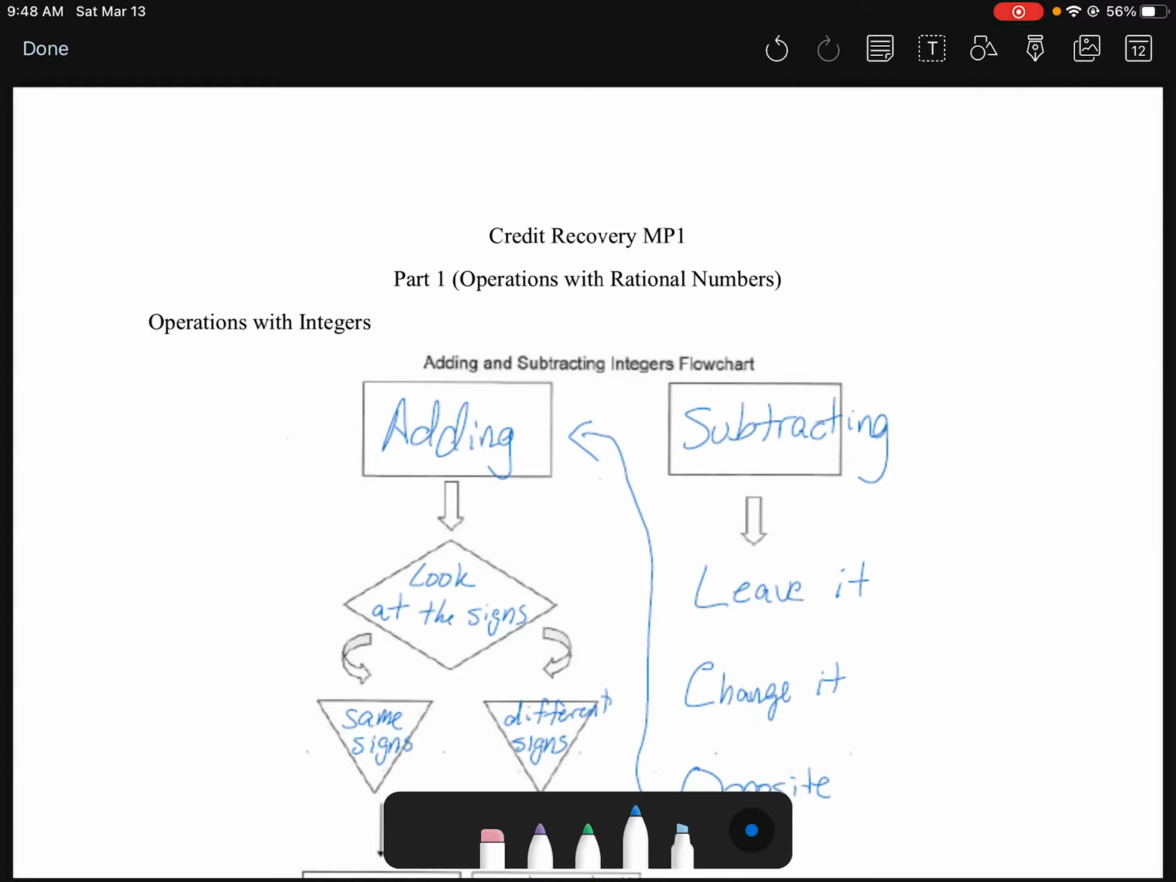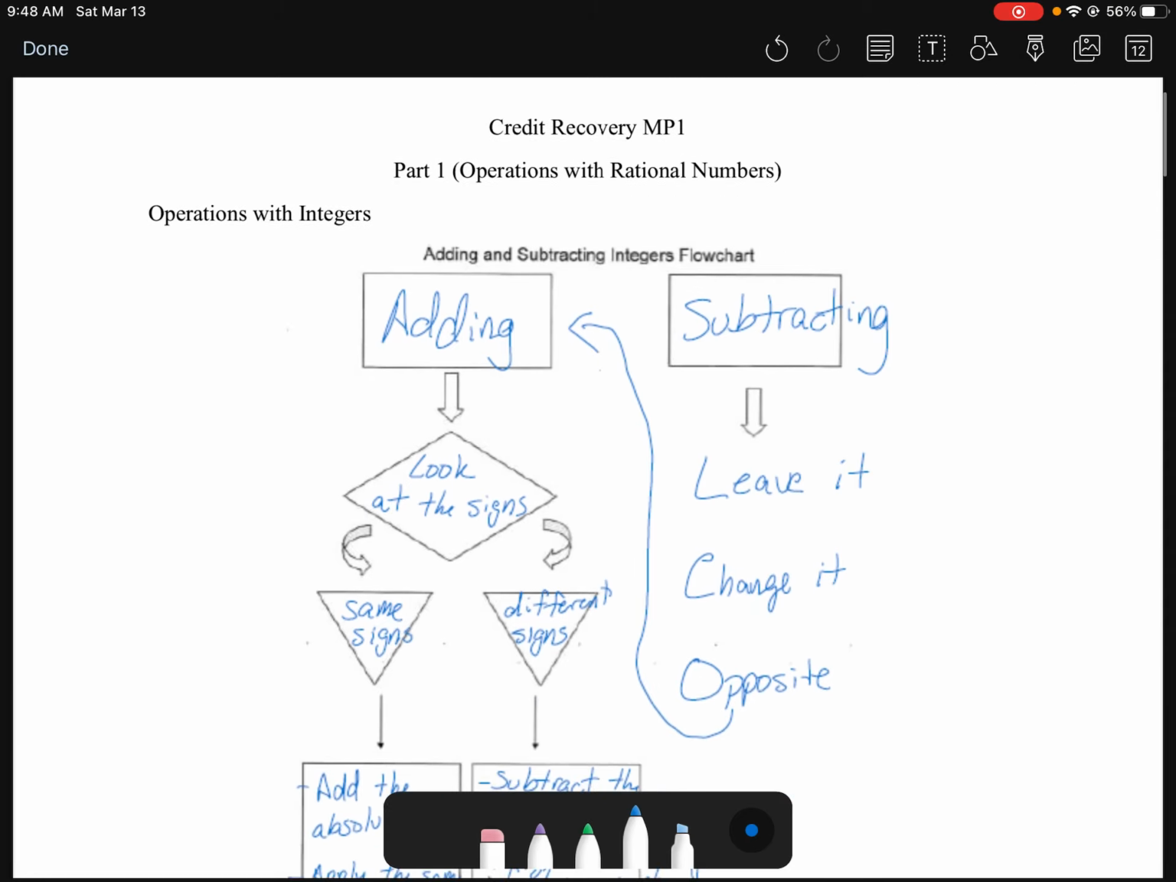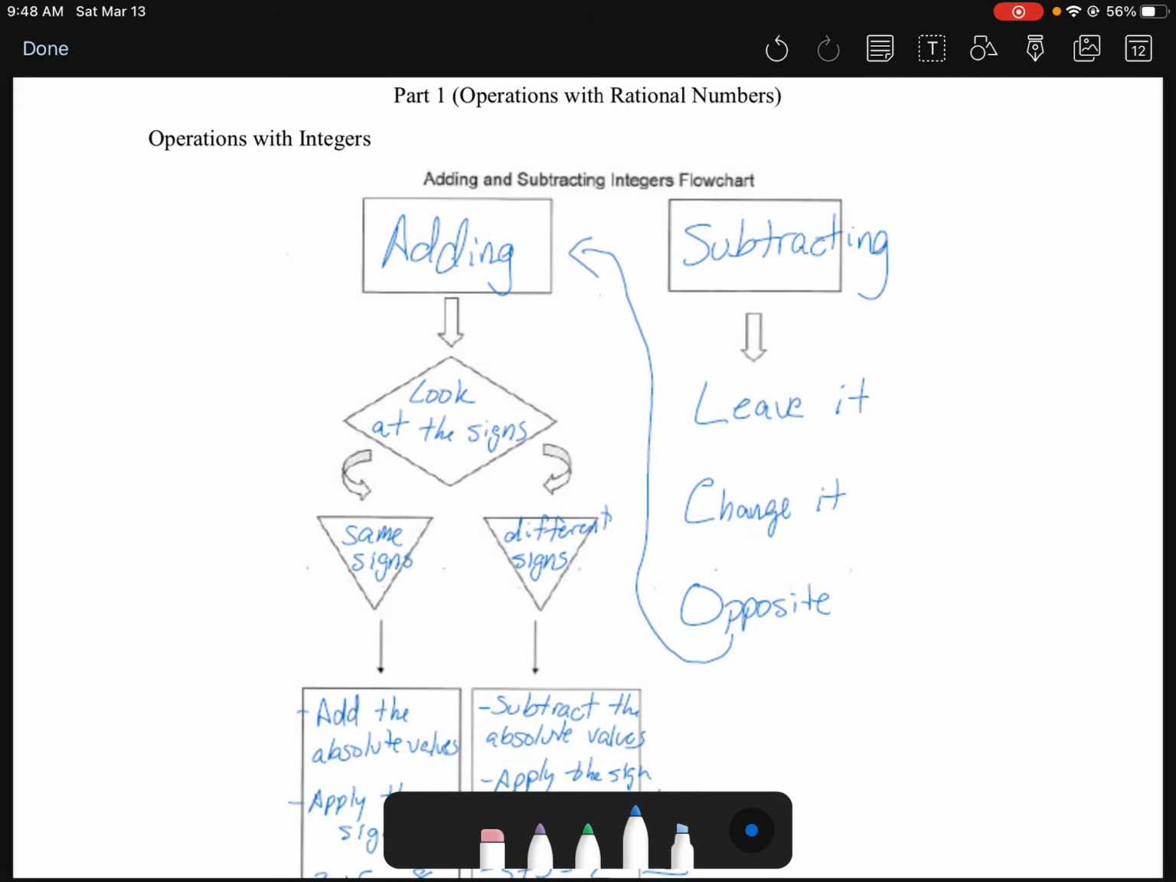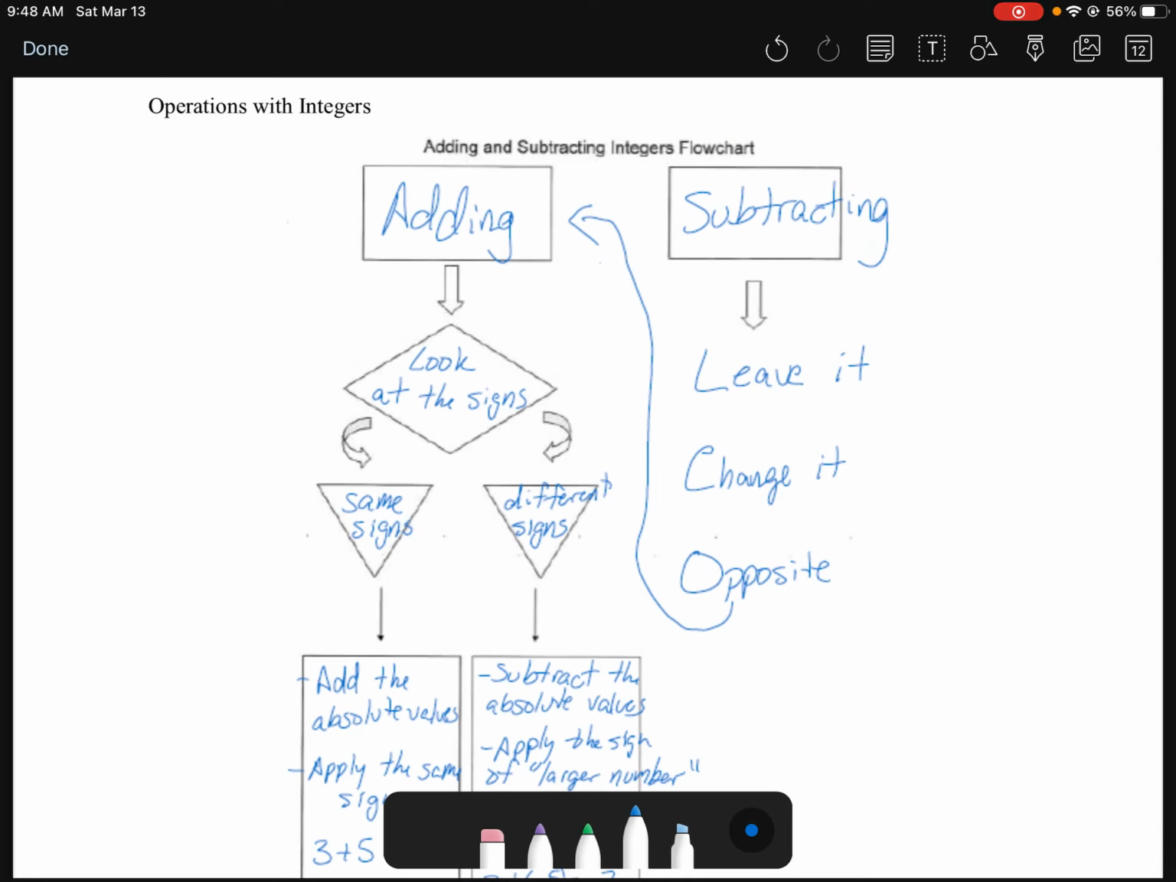Hey guys, this is part 1 of the credit recovery for marking period 1. The main thing that we're going to be talking about in this video are operations with rational numbers. When talking about adding and subtracting integers, we created this flowchart in class together.